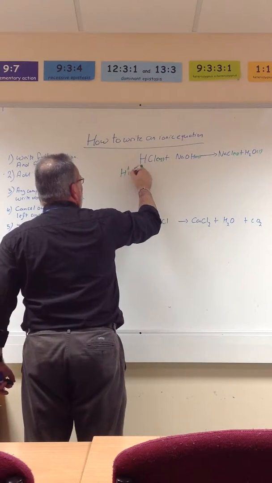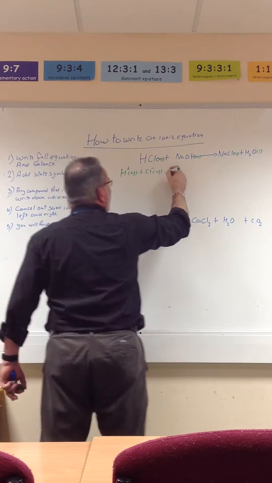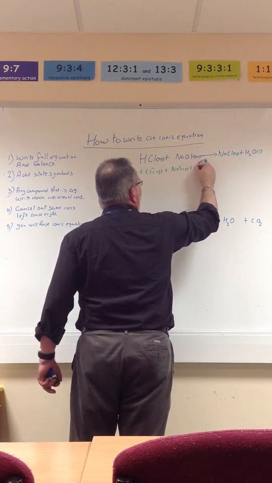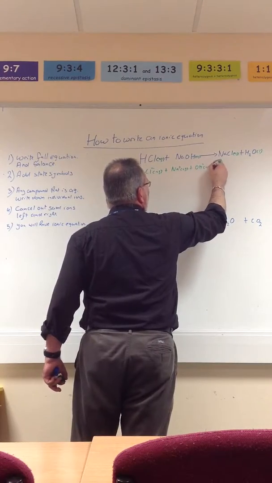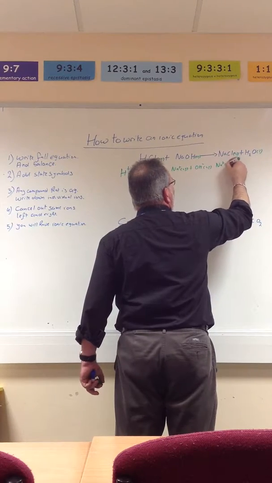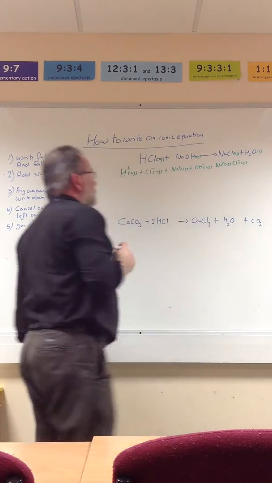So you've got H+ (aq), plus Cl- (aq), plus Na+ (aq), plus OH- (aq), gives us Na+ (aq) and Cl- (aq).